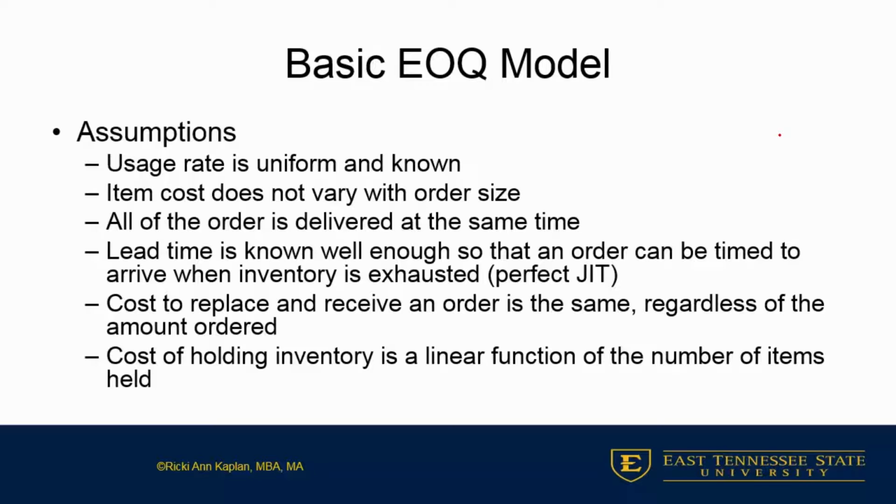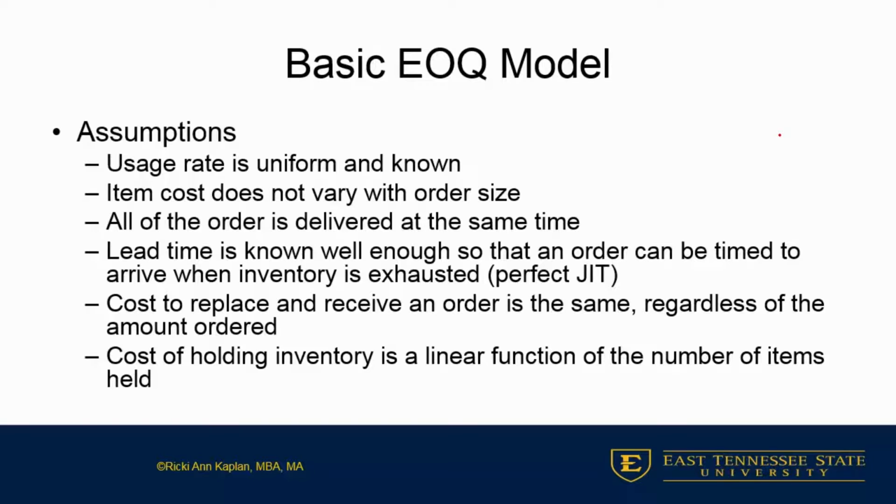All of the order is delivered at the same time. It's not a staggered order process. You order, you get it in, period. Lead time is known well enough so that an order can be timed to arrive when the inventory is exhausted. This is called a perfect JIT. In a perfect JIT, as I am pulling that last item off the shelf, the next order comes in that we can restock. Cost to replace and receive an order is the same regardless of the amount ordered. It's a set amount. It's the same. We don't have to worry about it.